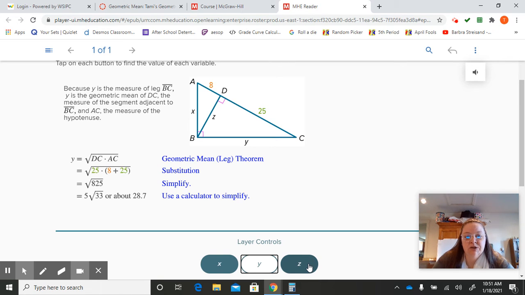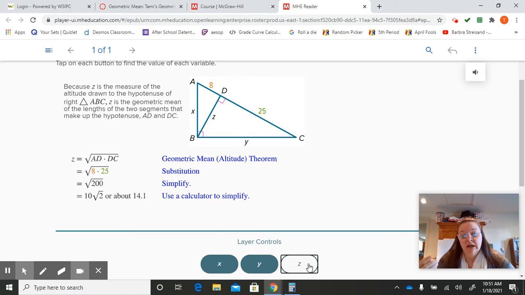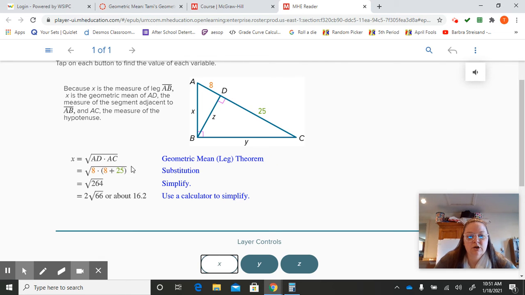And then lastly, to figure out Z, remember Z is the short leg of the medium triangle, and it is the longest leg of the smallest triangle. So it is the geometric mean of the lengths of the two segments that make up the hypotenuse. So now we're going to multiply 8 times 25, right? So all three of these have shown you little shortcuts without having to draw out every single geometric mean. These are the shortcuts. So let's go back and look at them again.